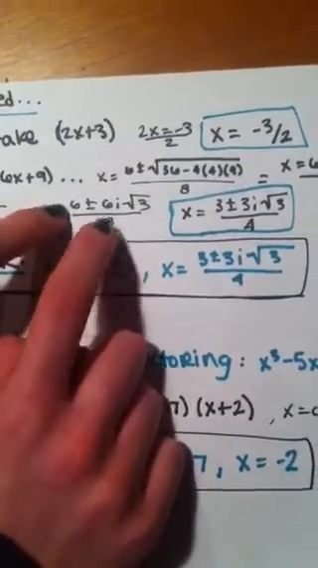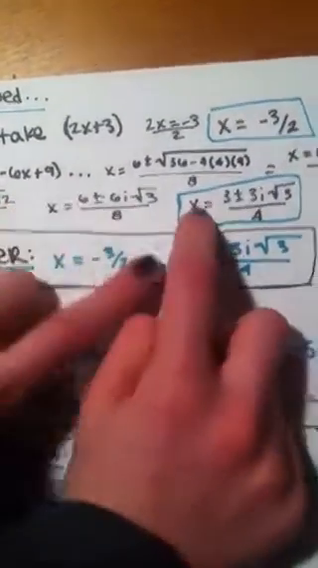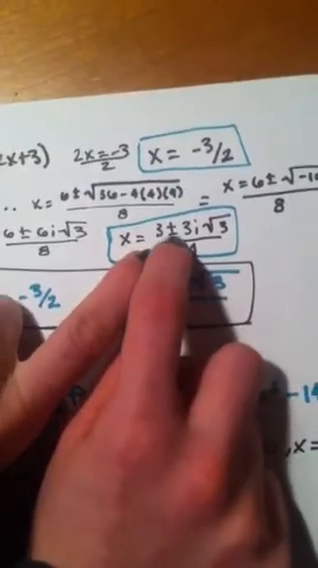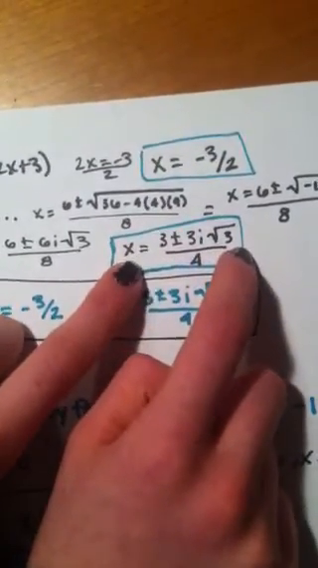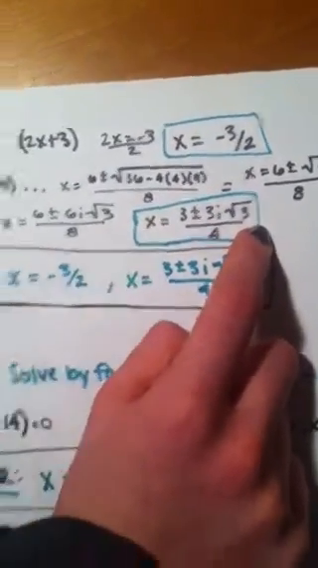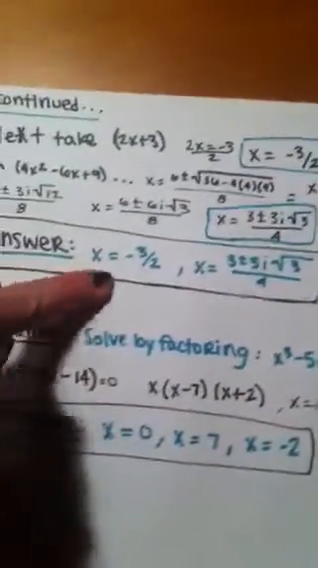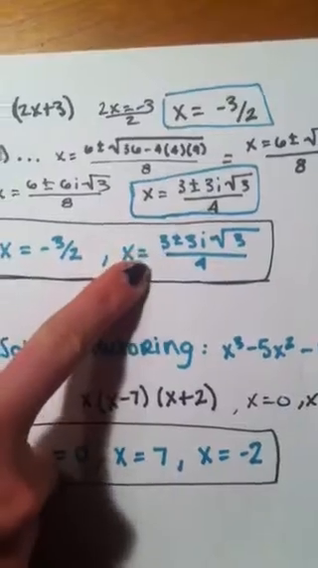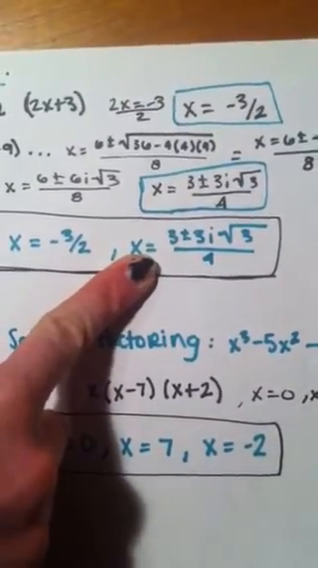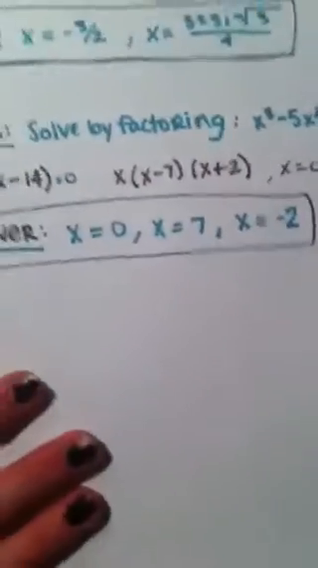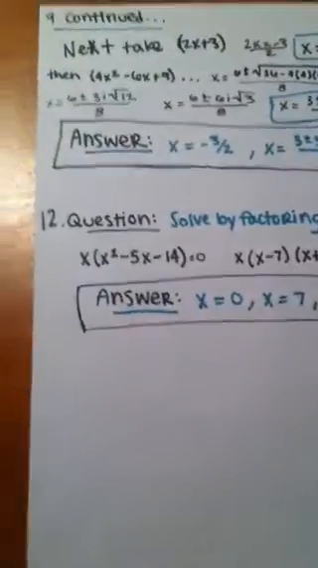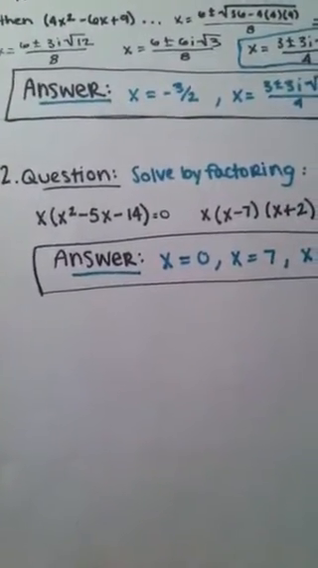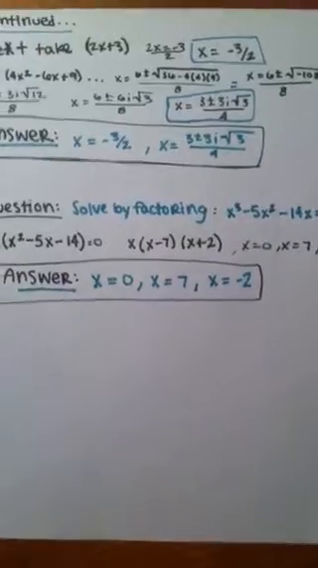And then you can simplify that by dividing by 2. So you have x is equal to 3 plus or minus 3i times the square root of 3 over 4. So your answers are once again negative 3/2 and 3 plus or minus 3i times the square root of 3 over 4.